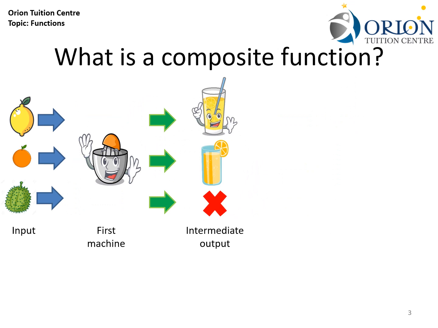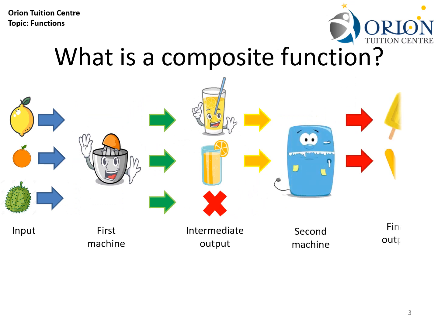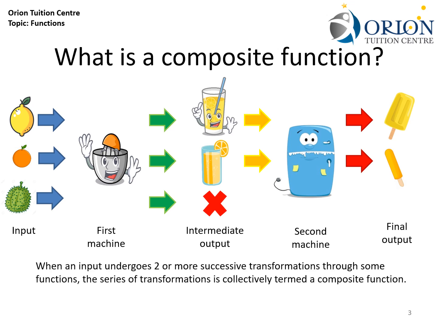Now, imagine taking the output of this machine and putting it into a second machine. We will end up with a secondary product. When an input undergoes two or more successive transformations through some functions, the series of transformations is collectively termed a composite function. So if we start from x and we undergo a certain transformation through the function f, we will end up with f(x). And now we are going to use f(x) as an input into a second function g. So it becomes g of f(x), which we can write as gf(x). Thus, gf is a composite function where the input x is first transformed by function f, then followed by function g.